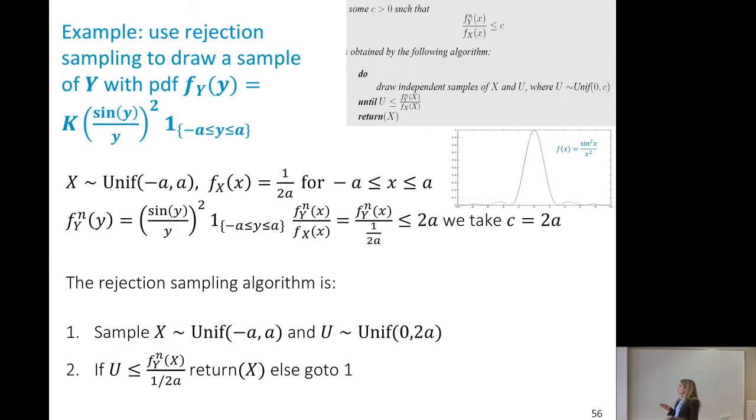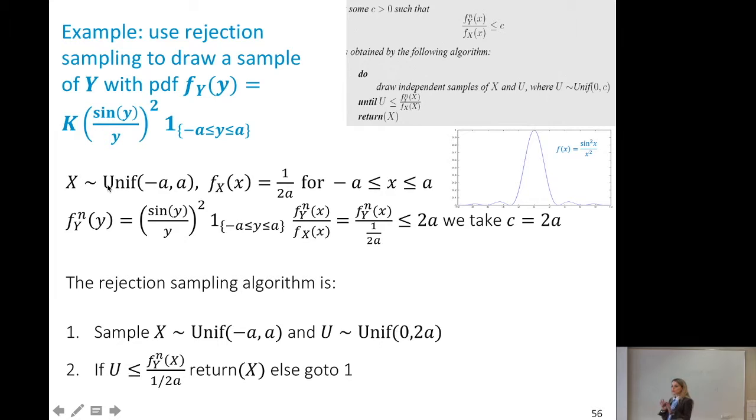Let's apply this to this PDF, and we want to draw a sample of the random variable y that has this PDF, fY equal to k multiplied by this quantity. First, we don't know k, but we know this part of the distribution of y. So we set fYn equal to this part of the distribution of y. Then we know that y has a finite support between minus a and a. And then we choose x.